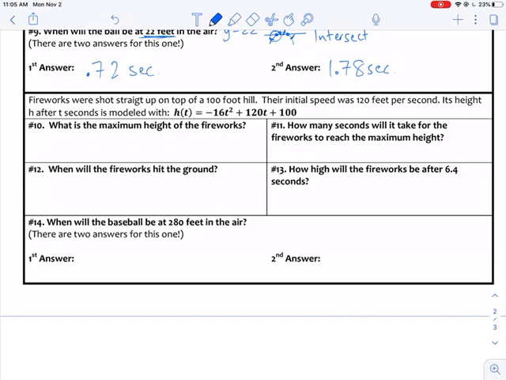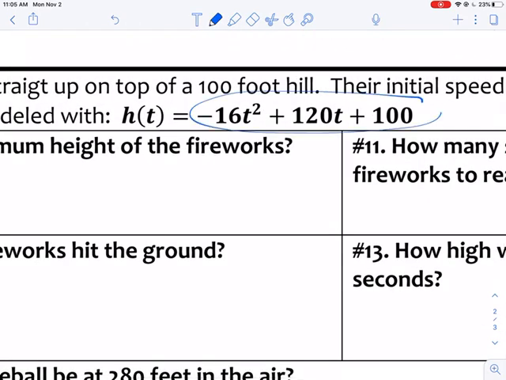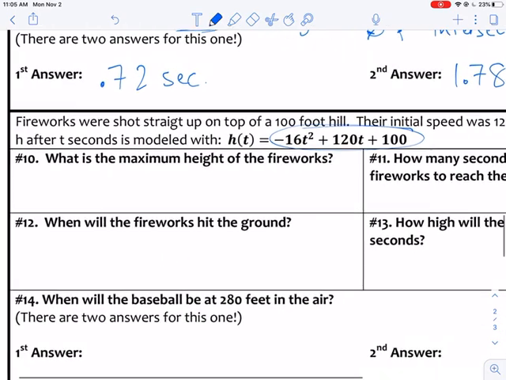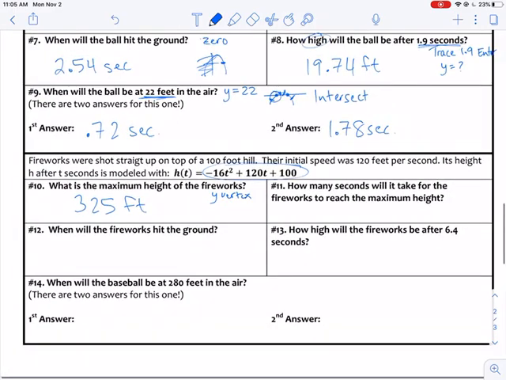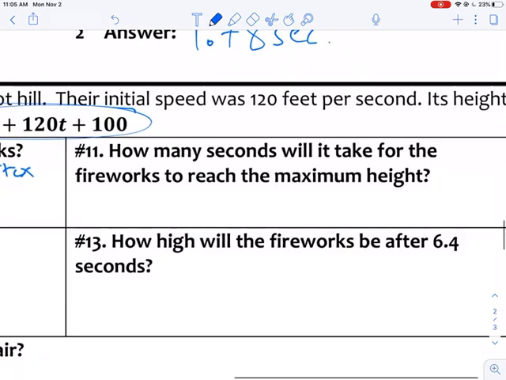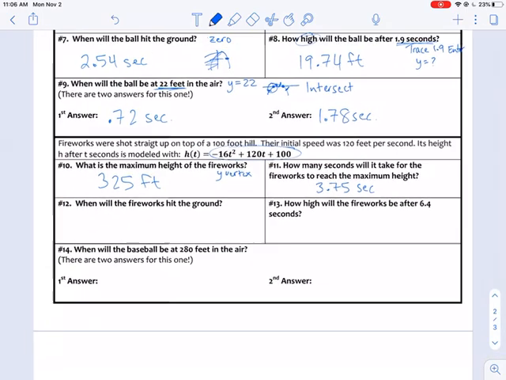All right, we're going to try this same thing again. So you're following the same process. Go ahead and put this into y equals. Maximum height of the fireworks, so that is our y value of the vertex. And you should be getting 325 feet. Make sure your left bound, right bounds are correct. And how many seconds is that going to take? So again, after you've found your maximum, you should have both of these answers, 3.75 seconds.